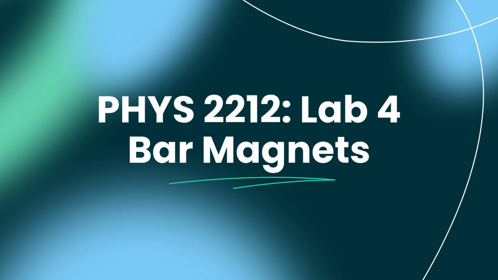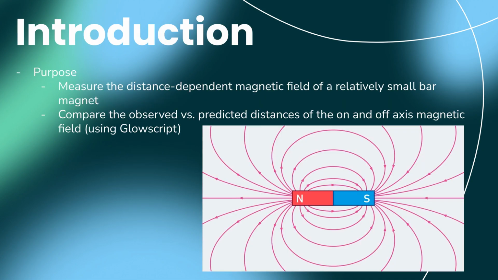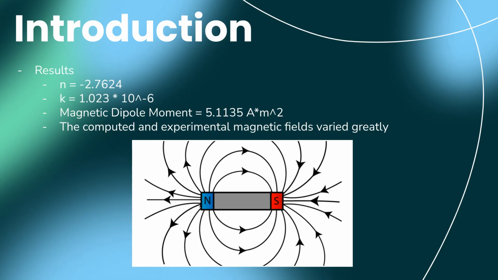This is Physics 2, Lab 4, bar magnets. So the purpose of this lab is to measure the distance-dependent magnetic field of a relatively small bar magnet, and also to compare the observed versus predicted distances of the on and off axis magnetic fields using GlowScript and also our experimental measurements.